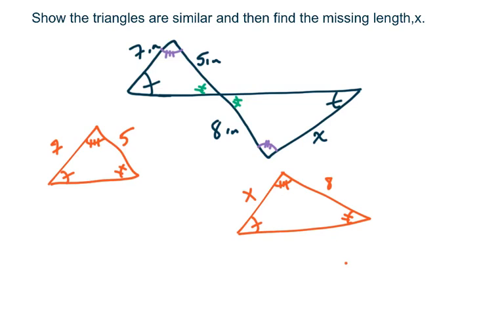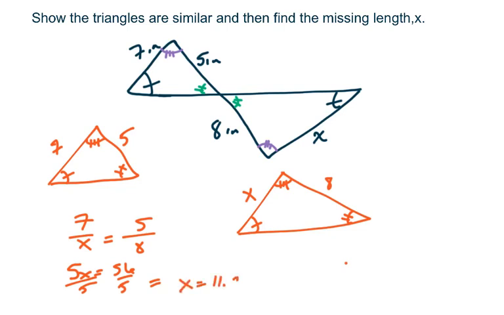So I'm going to check out my ratio here. I'm going to set it up. So I have 7 over x is going to be equal to 5 over 8. And then we're going to set up our equation. So 5x is equal to 56. Divide by 5 on both sides. And we get x is 11.2 inches.